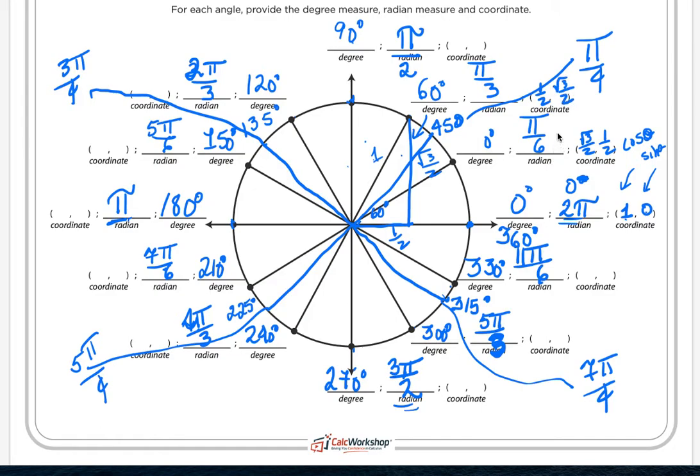Okay, so what you're going to find out then is on all these 30, 60, 90 triangles, you're going to have some combination of the short side being a half and the long side being square root of 3 over 2. And you're making that decision in all these different quadrants of what those coordinates are.